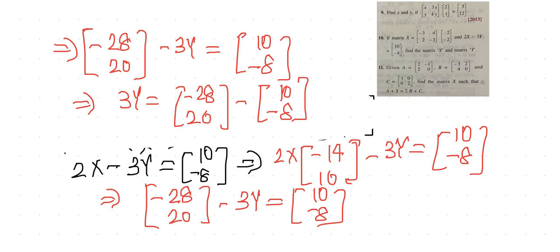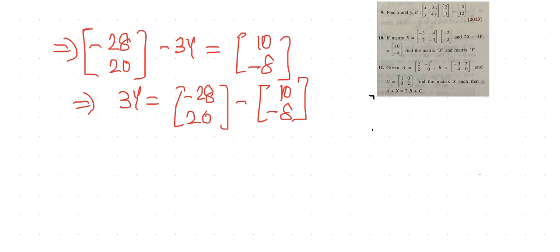Okay, so just erase this. How much are you getting? This implies 3y is equal to minus 28 minus 10, which will be how much, children? This is going to be minus 38. And minus 20 minus 8 is going to be how much? This is going to be, just a second children, I'll have to see the pen.